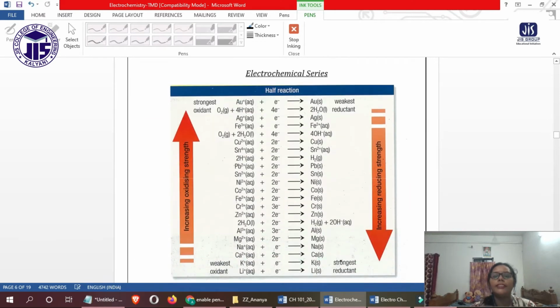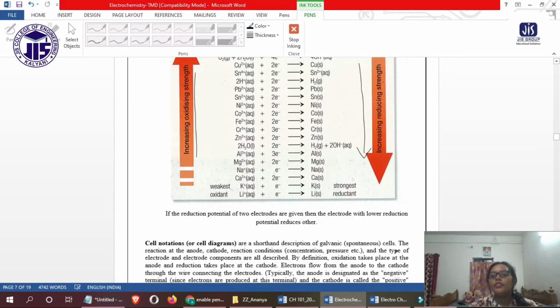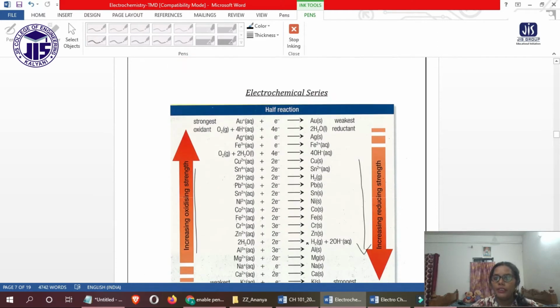Now we have seen the electrochemical series. Generally in the electrochemical series, the elements are arranged according to their reduction potential. If we go towards the upside, you can see the increasing oxidizing strength, and if we go down, the increasing reducing strength. Thus we can arrange the elements in the electrochemical series.